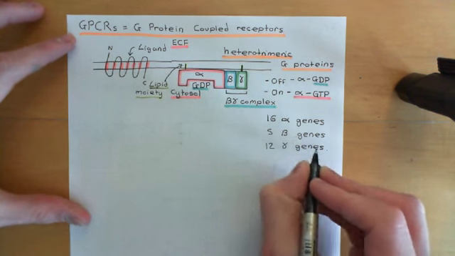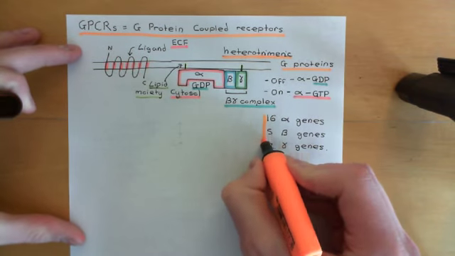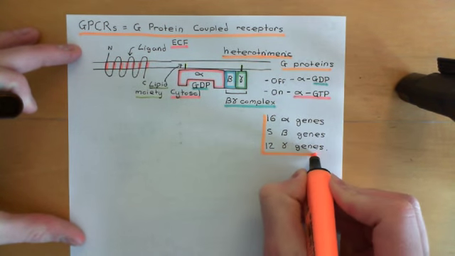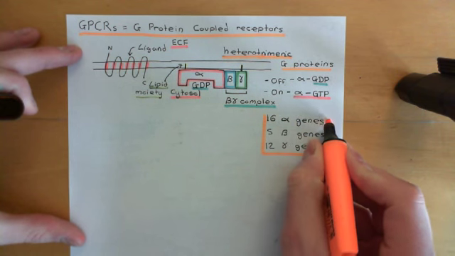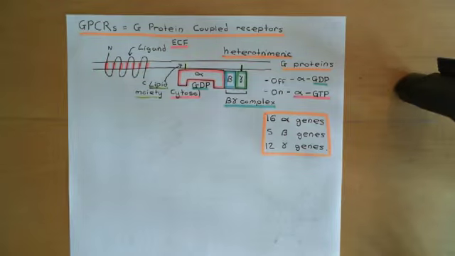So that means that there are many different alpha, beta, and gamma subunits, because many of these genes also have multiple splice variants, which further adds to the diversity. So you can build a lot of different heterotrimeric G proteins, basically.